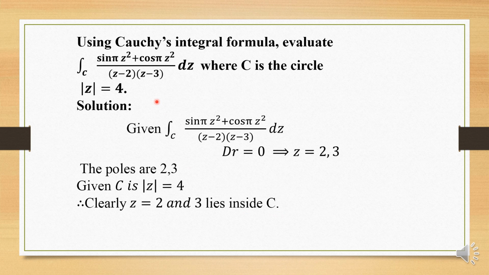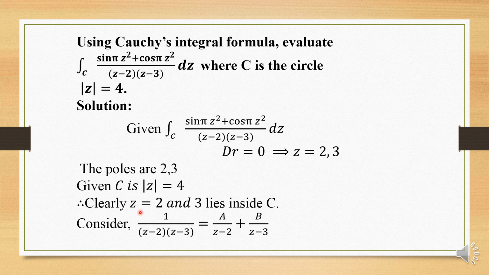Therefore, we have to split the given integral. For that, consider the term 1 by (z minus 2)(z minus 3). Using the partial fraction technique, we split this as a by (z minus 2) plus b by (z minus 3). Now take the LCM, which is (z minus 2)(z minus 3). Then cross multiply, we get a into (z minus 3) plus b into (z minus 2). Cancelling the denominators on both sides, we write the numerator only: 1 equals a(z minus 3) plus b(z minus 2).